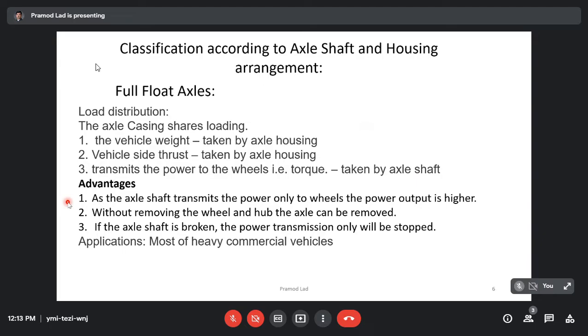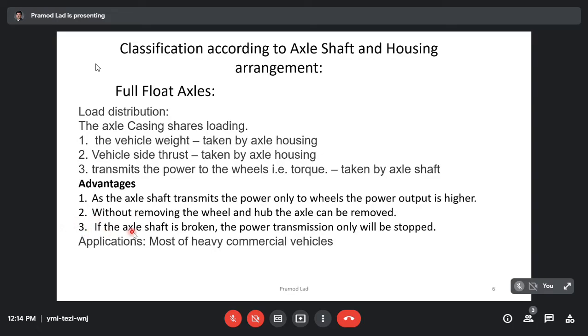So what are the advantages of this design? As the axle shaft transmits the power only to the wheels, the power output is higher. Without removing the wheel and hub, the axle shaft can be removed. If the axle shaft is broken, this facility is very helpful.